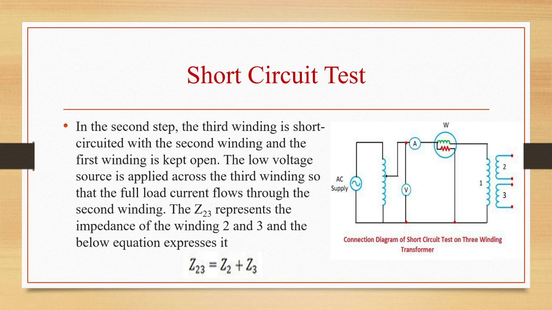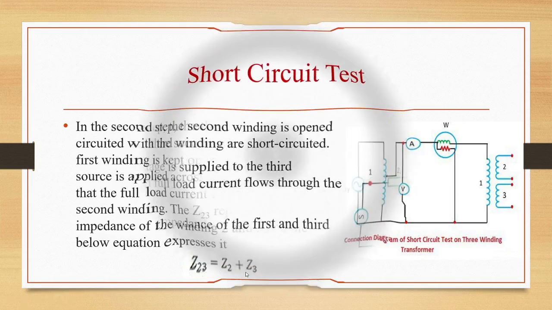Now in the second step, a low voltage source is applied across the third winding so that the full load current flows through the second winding. Z23 represents the impedance of the 2 and 3 windings, and the below equation expresses it: Z23 equals Z2 plus Z3.